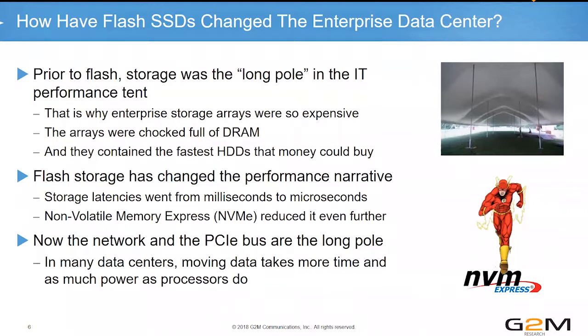Now we talk about latencies in the microsecond range. Even if it's network, we're near local performance. And if you look at NVMe, it will reduce that even further. So given all that, today we're really in a situation where the network and the PCI Express bus are the long pole from a performance standpoint. In fact, I saw a study recently that said in a lot of data centers, they figure they're using as much energy to move data as they are to actually do computation on the data. That's certainly a change from where we were 10 or even 20 years ago.